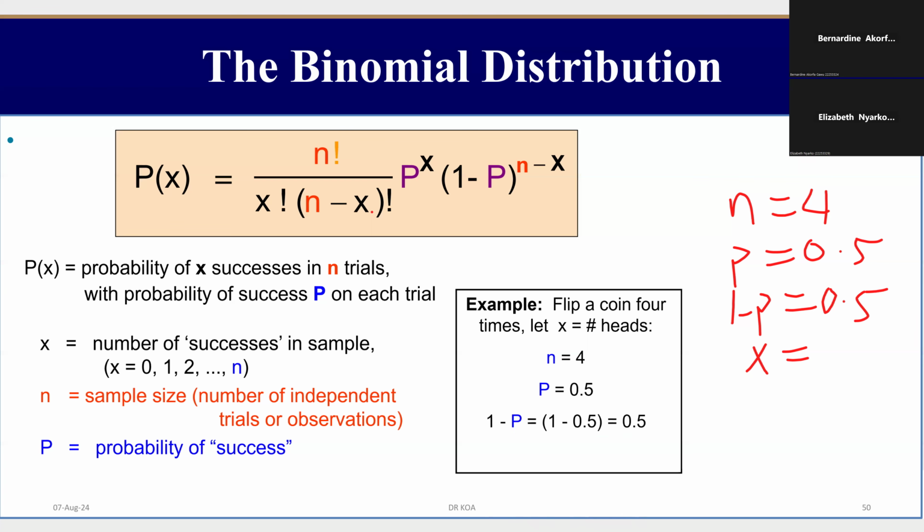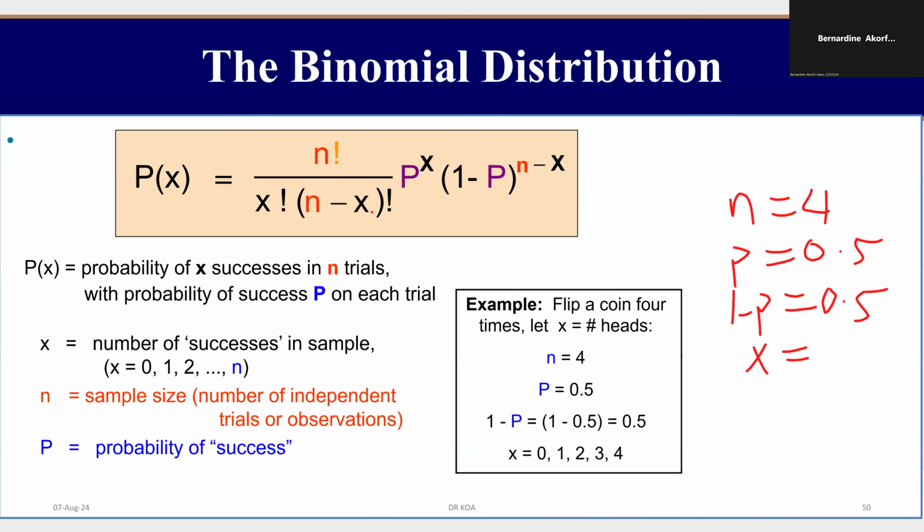You flip the coin 4 times. So this is it. The number of heads is 0, 1, 2, 3, 4. Why? Because the first possibility is that there will not be any head at all.